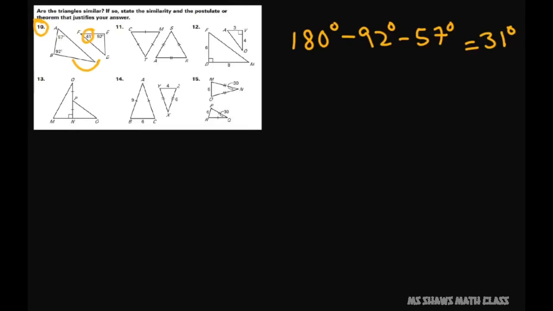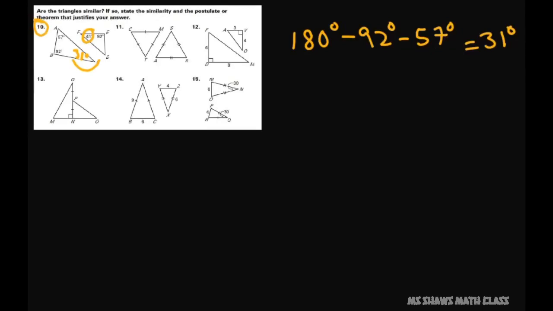So for number 10, the angles all must be congruent. So what I'm going to do is take 180 degrees minus 92 degrees minus 57 degrees and see what I get. So 180 minus 92 minus 57 gives me 31 degrees. That means it's not going to work, because if these were similar, this would have to be 31 because this one is 31. All right? The angles are not congruent.